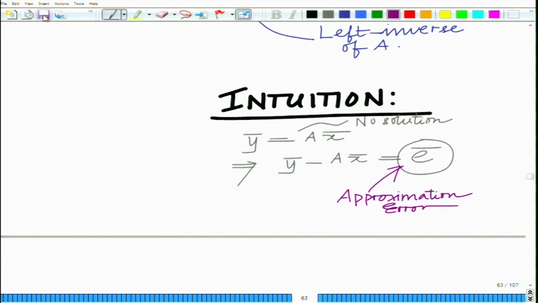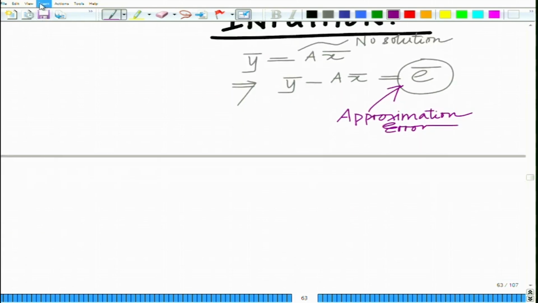So this is the approximation error. Now therefore y bar minus A x bar equals e bar, this is the approximation error. Now let me write it a little explicitly. So this will be y bar minus A, which is an m cross n matrix, which means it has n columns.